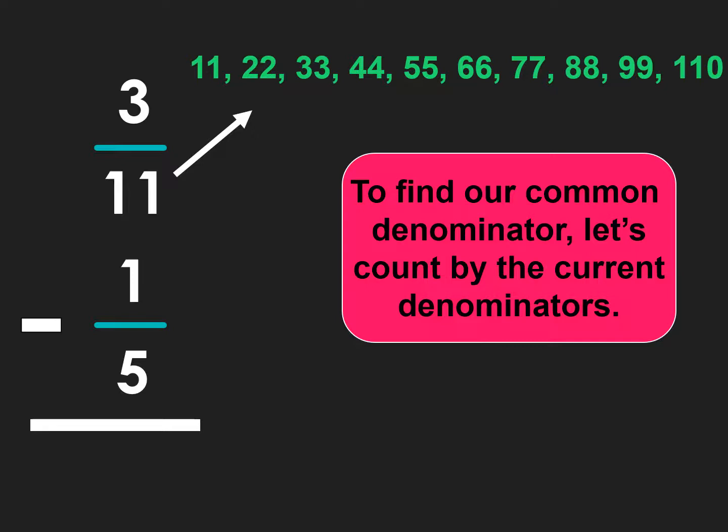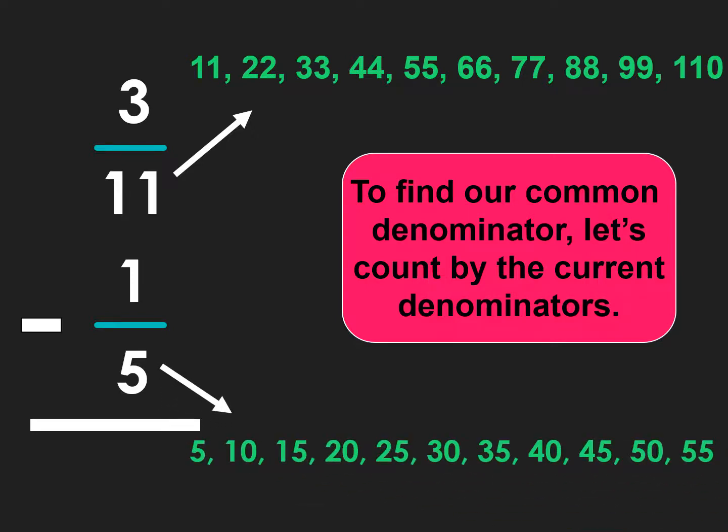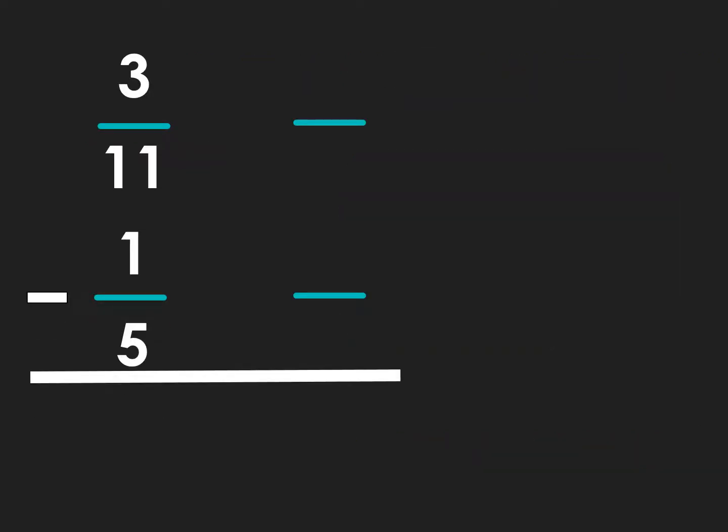Next, let's count by fives. 5, 10, 15, 20, 25, 30, 35, 40, 45, 50, and 55. What is the common denominator? 55 is right. Now we're going to make the fractions equivalent. Remember, the common denominator that we found was 55. So we'll go ahead and put that as a new denominator for both fractions.